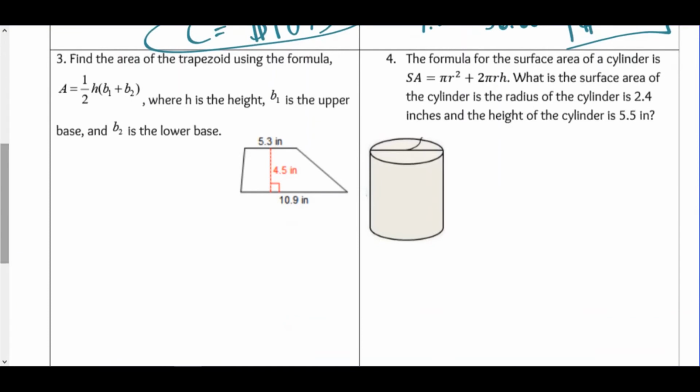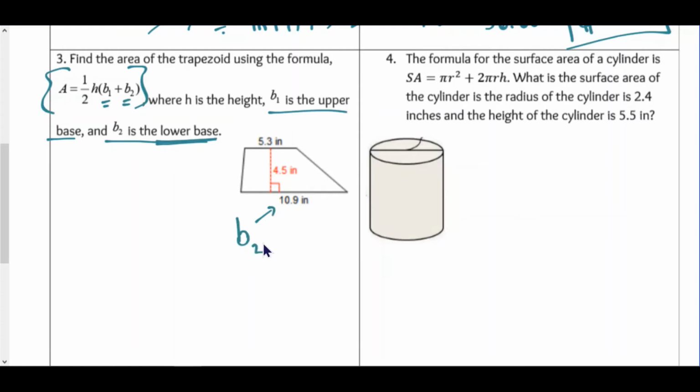All right, on these next two, we're given these equations right in the word problem. So we're told that the area of a trapezoid can be found using that formula, 1/2 times h times (b1 plus b2), where h is the height, b1 is the upper base, and b2 is the lower base. There's some confusion sometimes thinking that's an exponent, but it's really just a label of the lower base, or just the bottom of the trapezoid. So that is b2, this is b1, and my height is going from the top to the bottom. That's that 4.5.